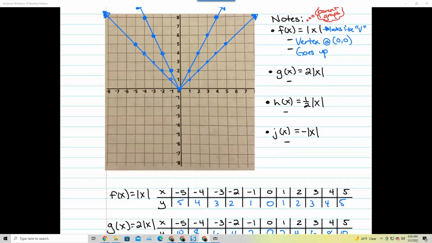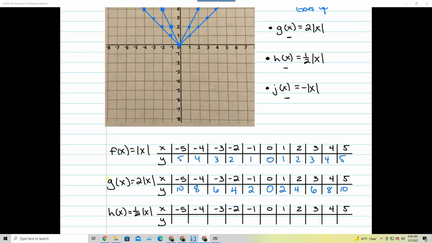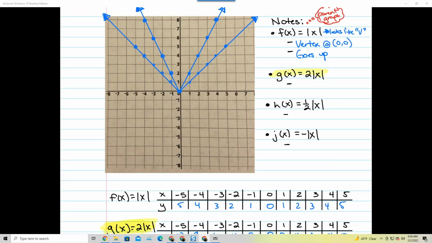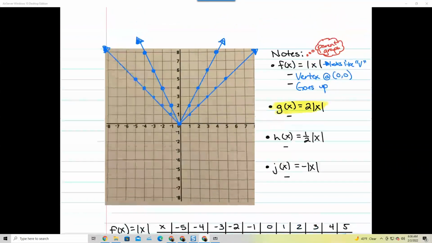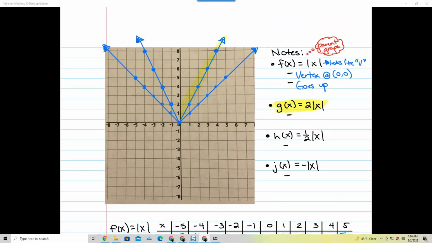And in an effort to try to get these organized and make it so that they stand out, I'm going to go ahead and highlight this yellow. So my g of x, which was 2 times the absolute value of x, is going to be in yellow. And we're going to start asking ourselves, how does this compare to the original graph, which is the one that's not highlighted? It didn't shift, right? It actually stayed in the same spot. The vertex is still at 0, 0, so we're not going to be talking about a shift in this case.